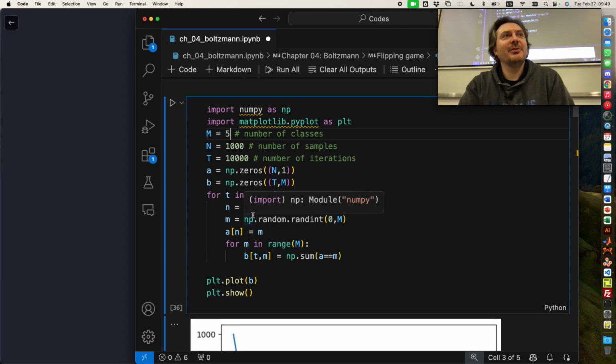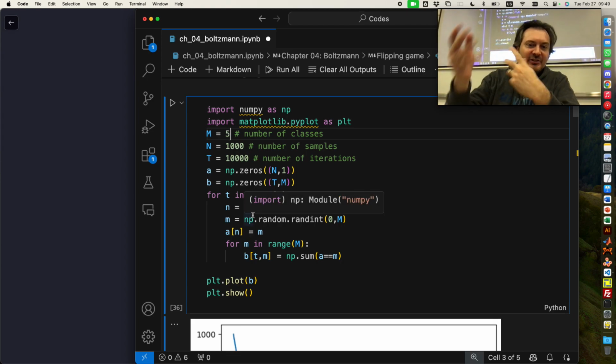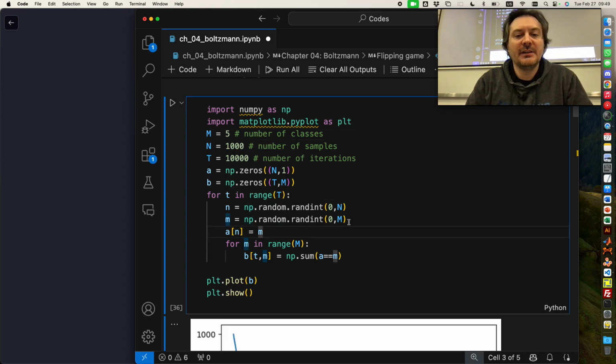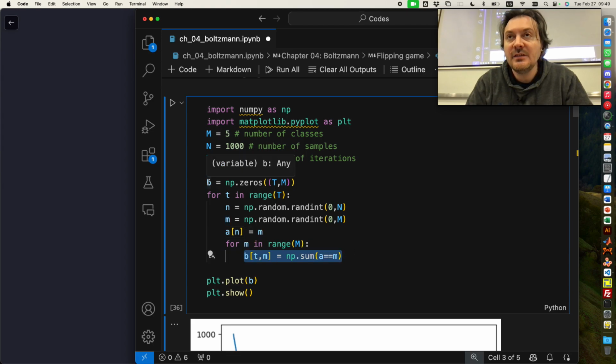I land on one of those things. I change it to the random number that I have chosen. And what do I do here? I just keep the sum. I keep the macro state in B.